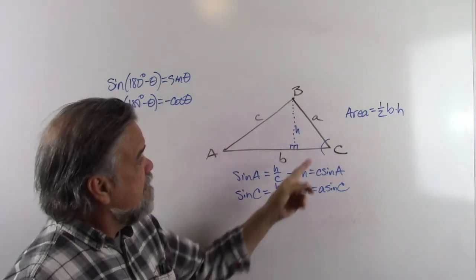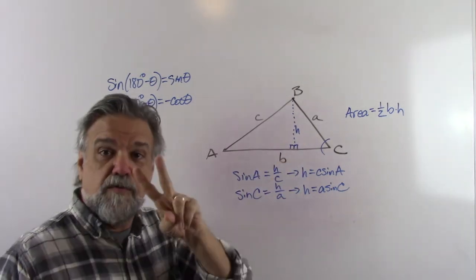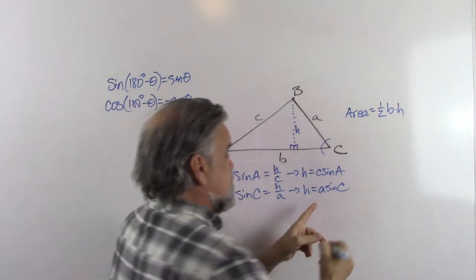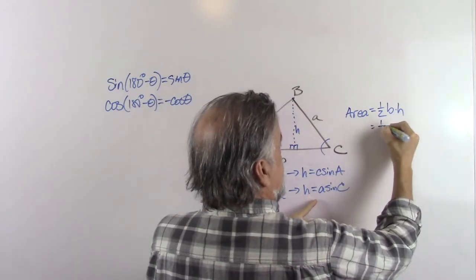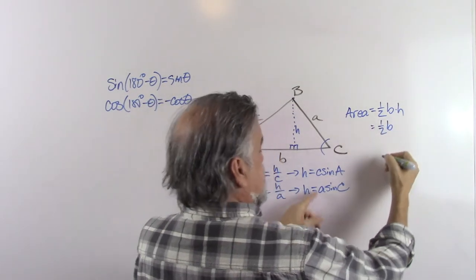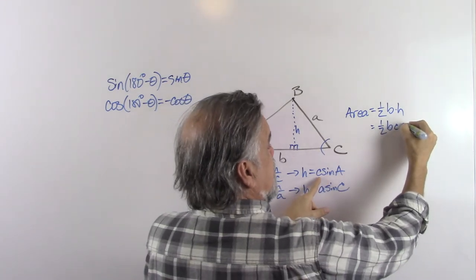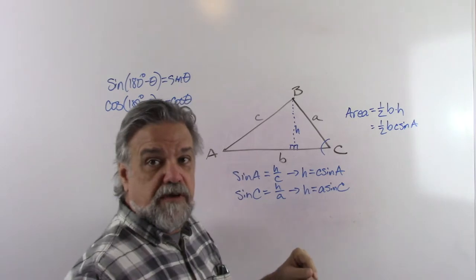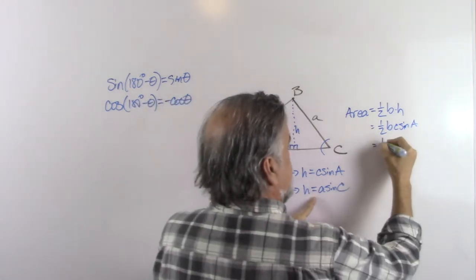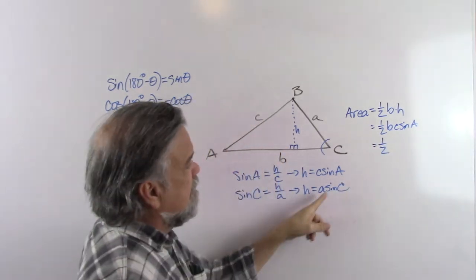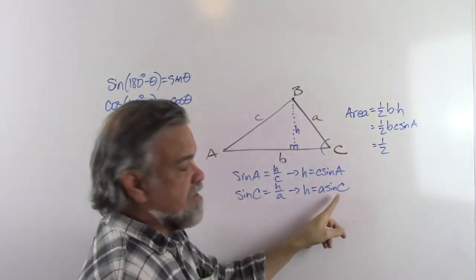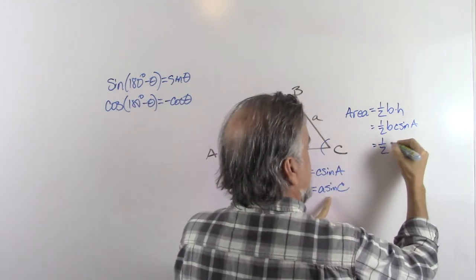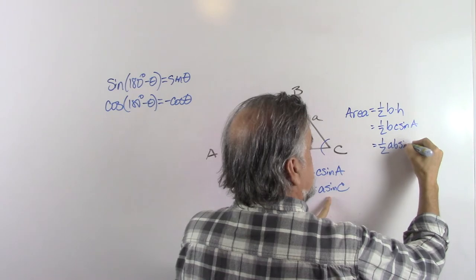It tells us that for the area of this triangle, there are two different ways of calculating it. The area of this triangle is 1/2 times B C sine of A. Or it could also be 1/2 times B times A sine of C. So I'm going to write that as 1/2 AB sine of C.